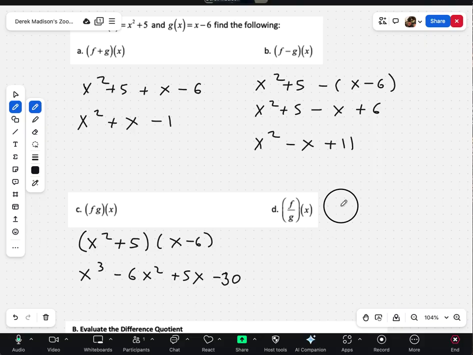And then for the division, about all we can do is just write it over and under. So x squared plus 5 is our numerator, and x minus 6 would be our denominator.